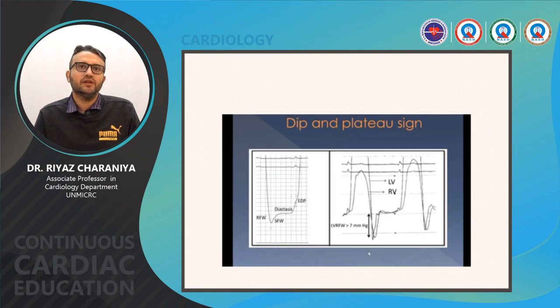So the LV filling is very rapid, and if it is more than 7 millimeters of mercury, it is a very specific sign for constrictive pericarditis, the early rapid filling wave.